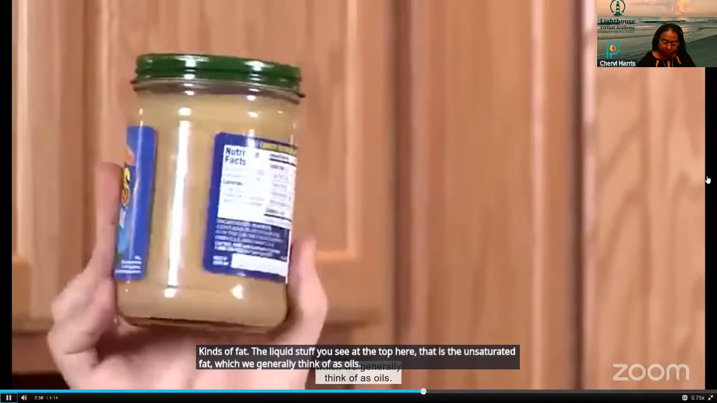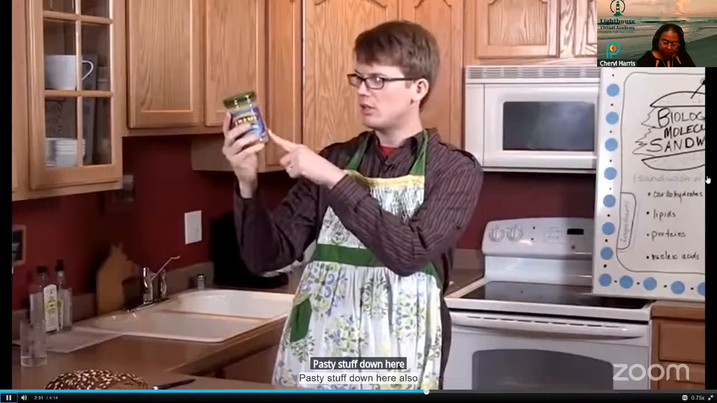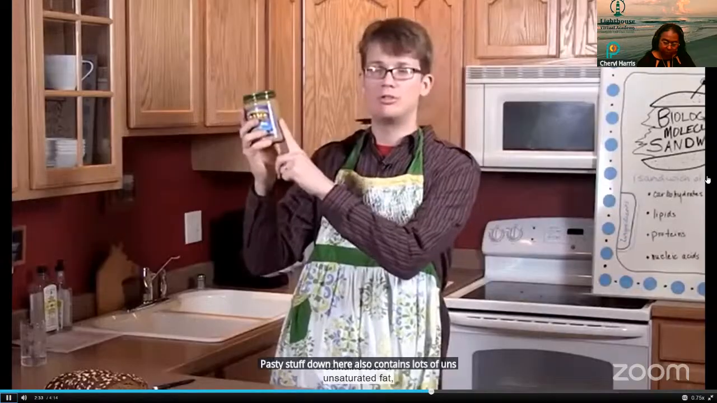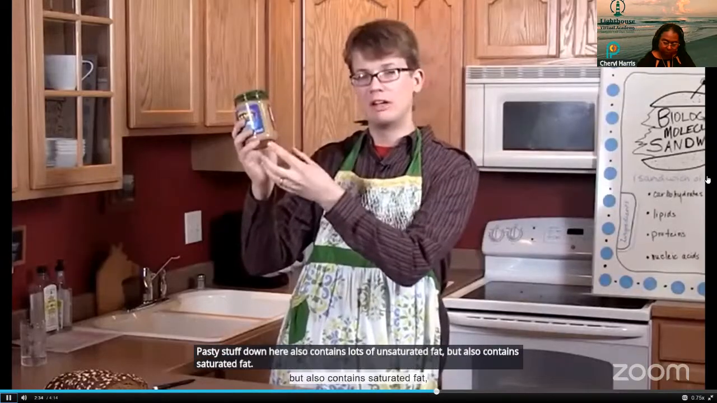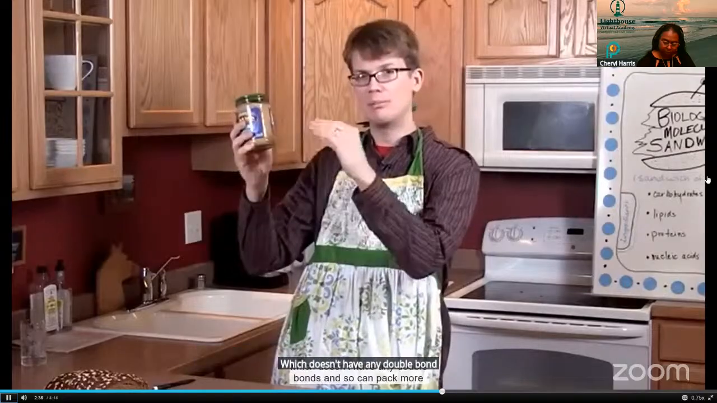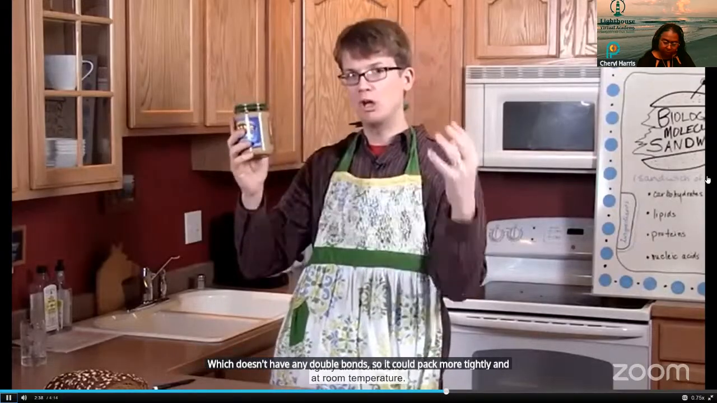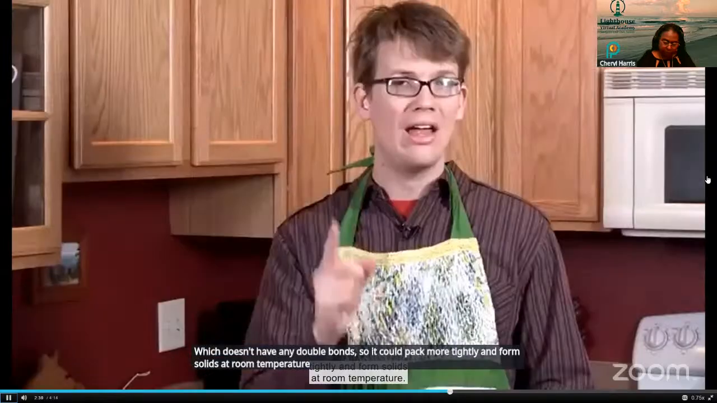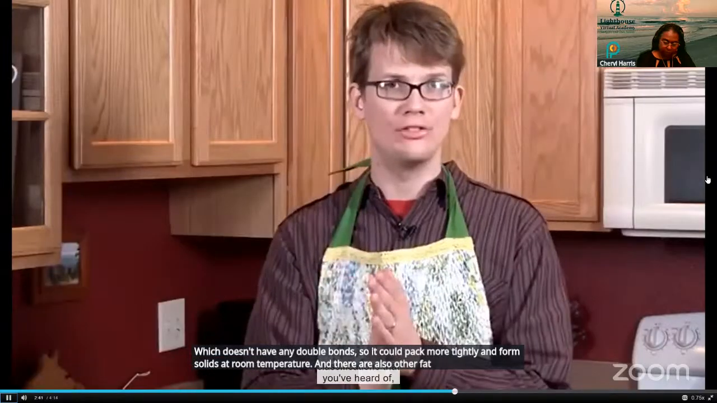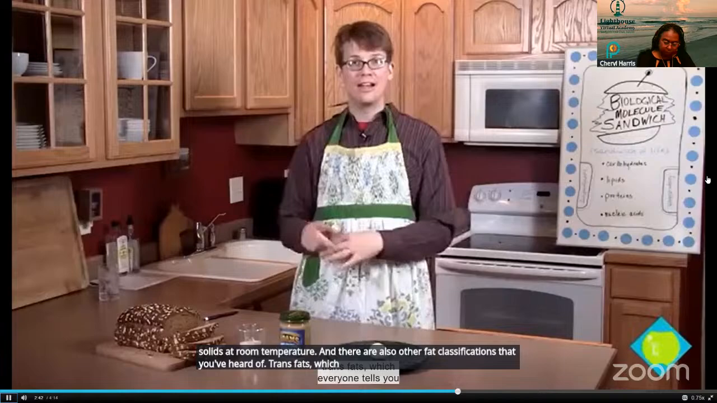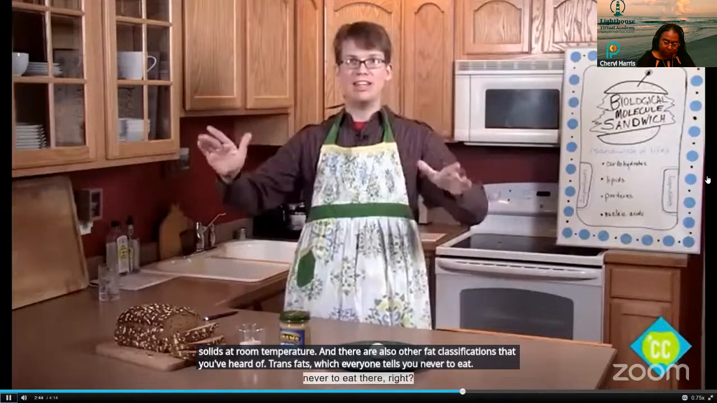The pasty stuff down here also contains lots of unsaturated fat, but also contains saturated fat, which doesn't have any double bonds, so it can pack more tightly and form solids at room temperature. And there are also other fat classifications that you've heard of. Trans fats, which everyone tells you never to eat. They're right, don't eat them.